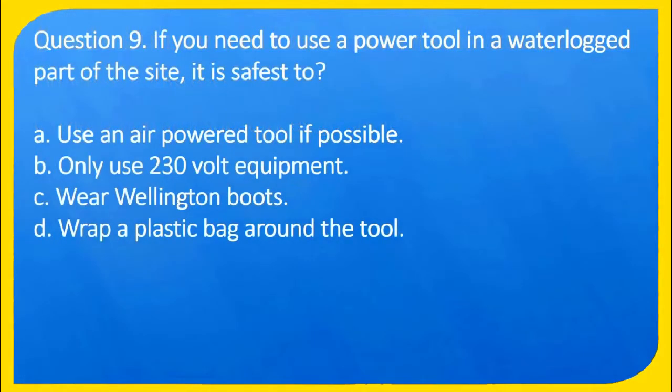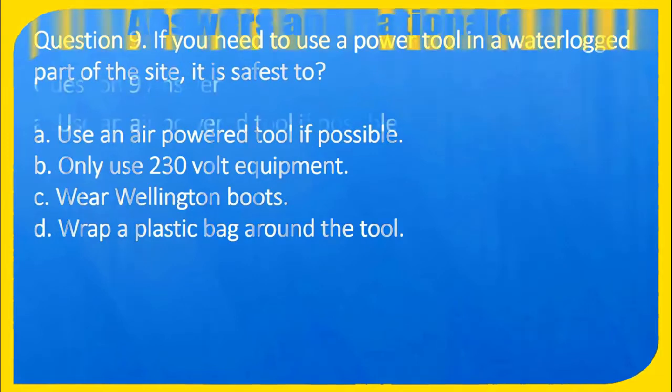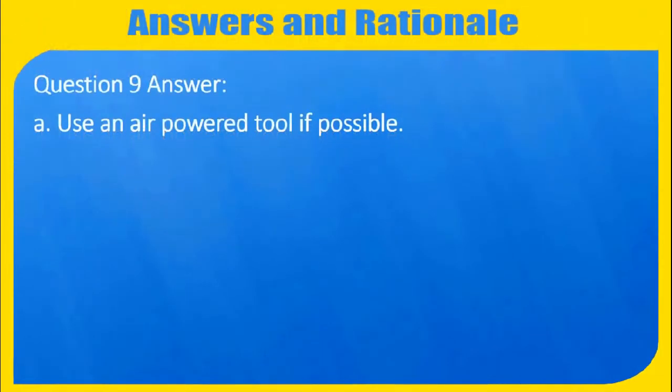Question 9. If you need to use a power tool in a waterlogged part of the site, it is safest to: A. Use an air-powered tool if possible. B. Only use 230-volt equipment. C. Wear Wellington boots. D. Wrap a plastic bag around the tool. Question 9. Answer A. Use an air-powered tool if possible.